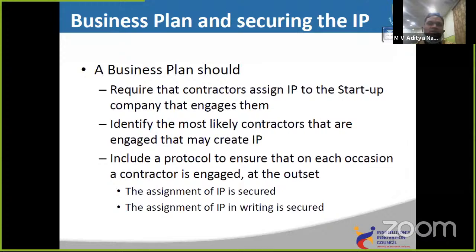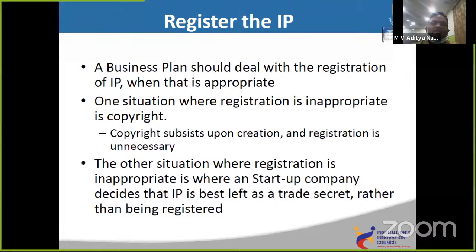The business plan should require the contractor to assign IP to the company that engages them. Identify the most likely contractors that are engaged that may create IP. Whenever you're going for a contractual agreement, it is not necessary to go for an IP-related contract for normal things, for example, hiring a chair for your own office. But whenever you're talking about the technological aspects, you must go for it. And you must always read the document carefully while signing these types of agreements, and then proceed ahead with the business.